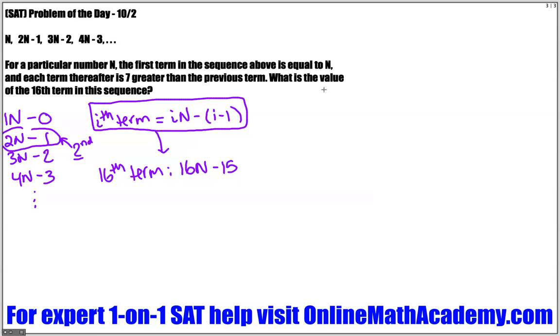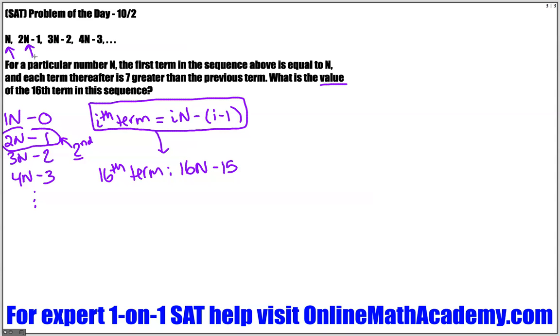This problem asks us the value of the 16th term in the sequence. Well, we don't know it because we don't know what n is. But if we look at the first two sentences in the problem, we're given enough information to determine what n is. So let's look again. It says for a particular number n, the first term in the sequence is equal to n, and each term thereafter is 7 greater than the previous term.